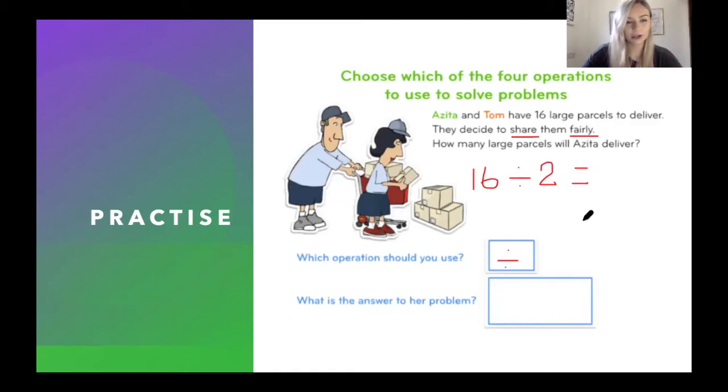We could count up in our 2's to work this out. We could just practice our 2 times tables to know that 16 divided by 2 equals 8. So the answer for this problem is 8. Well done for having a go at this.